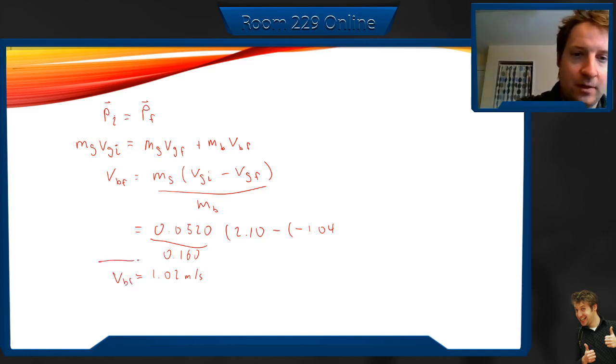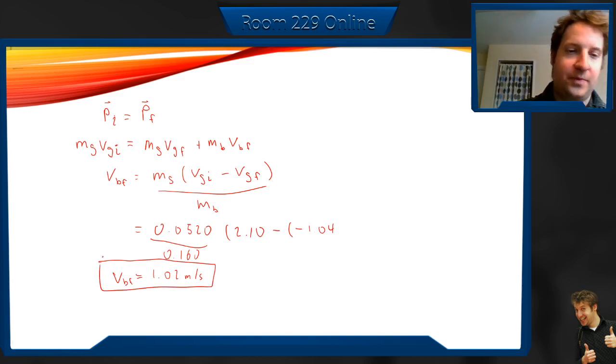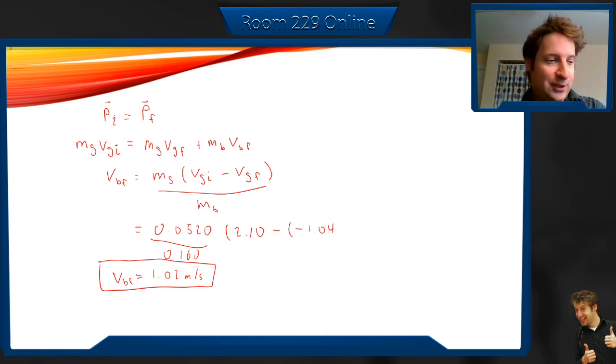Okay, so I've got that. I have a solution here for the velocity of the billiard ball. So let's go to energy now. We've used momentum.